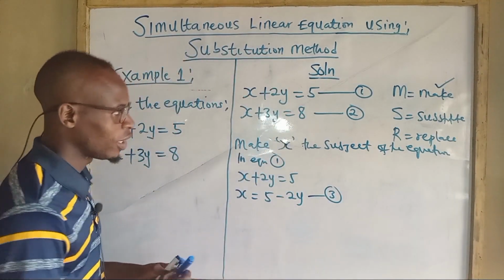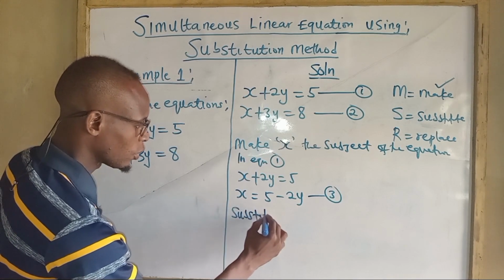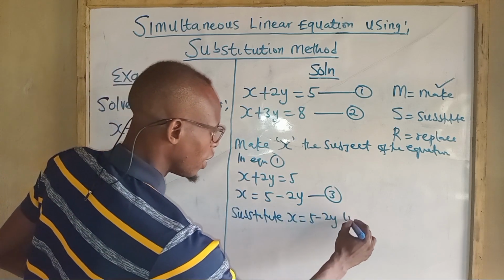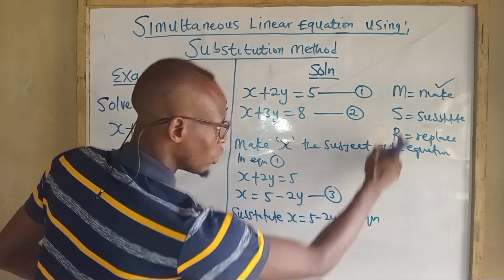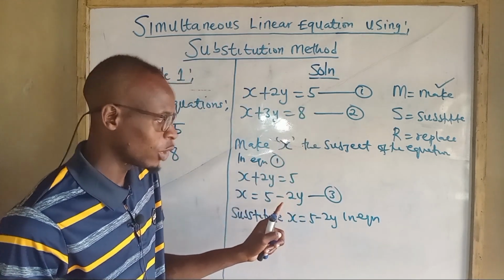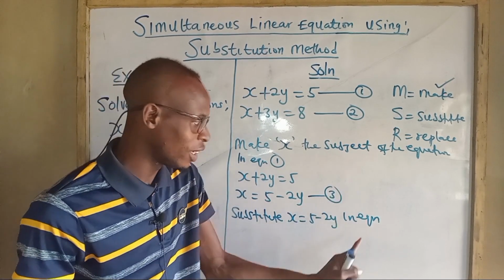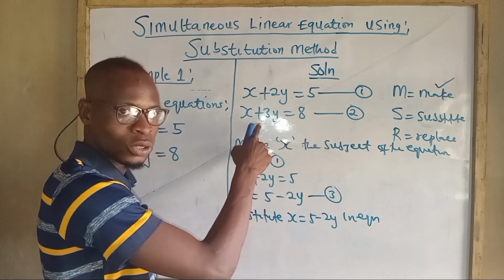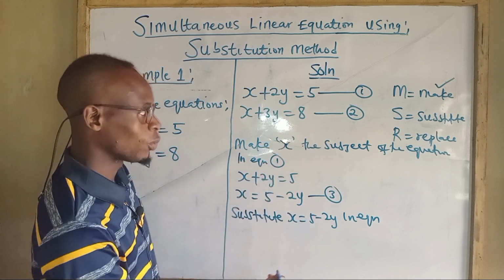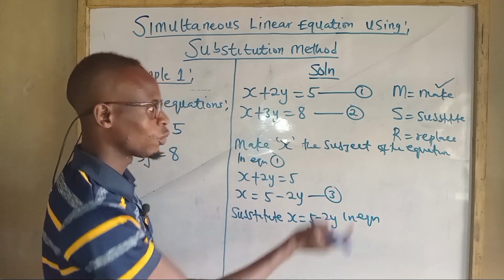The next step you should take is to substitute x equals 5 minus 2y into the other equation. Since you used equation 1 to make x the subject of the formula, it's not even possible to substitute that value again into equation 1. Assuming you had used equation 2 to make x the subject, you would substitute in equation 1. But now we have already used equation 1, so we have to substitute in equation 2.